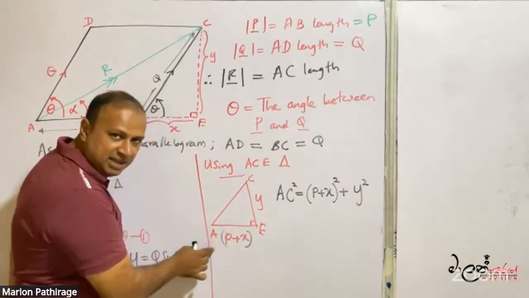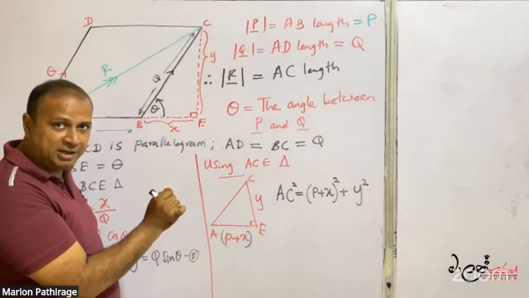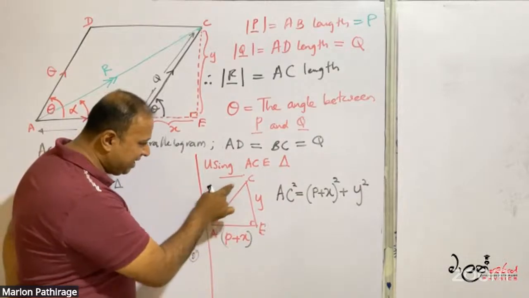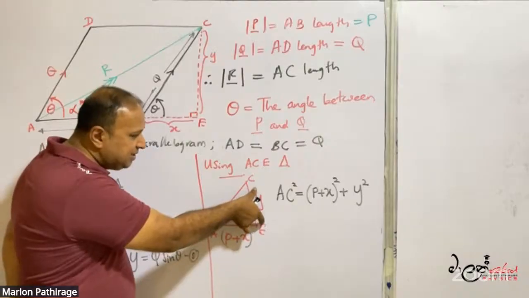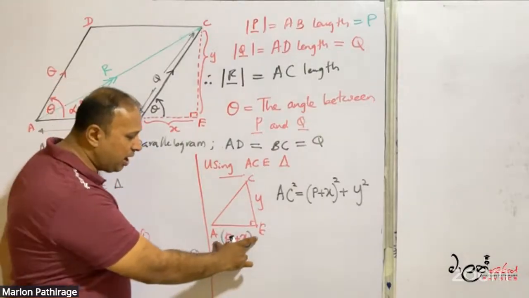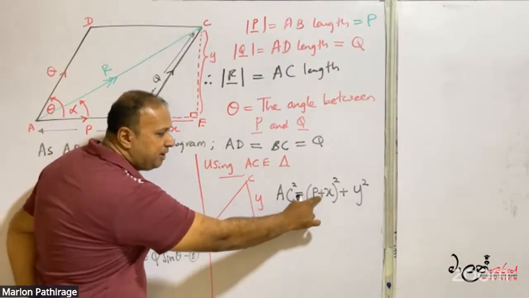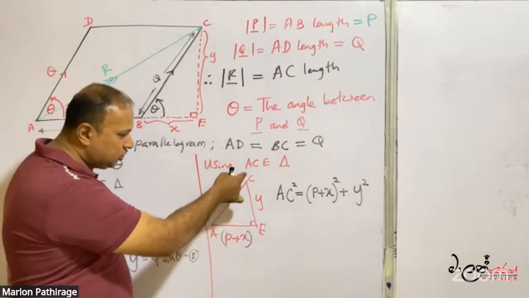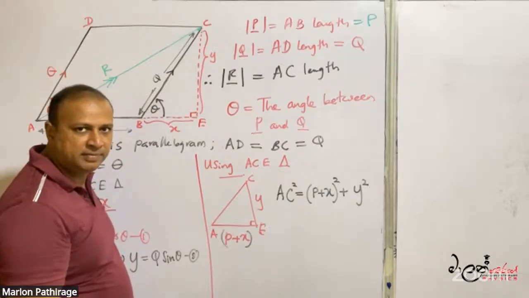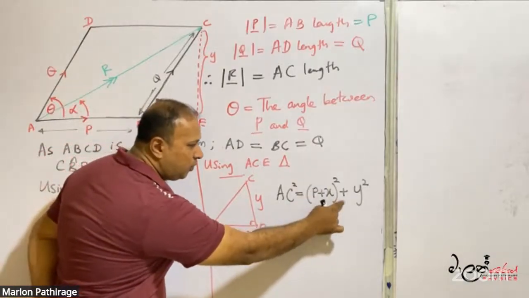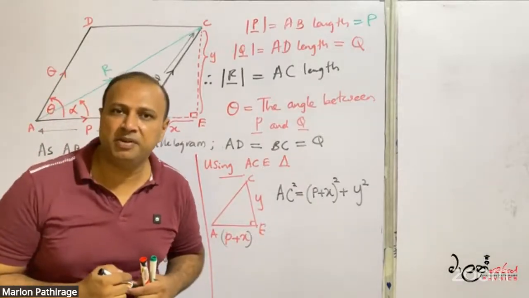This side is P plus X. This side is Y. Therefore, using Pythagoras theorem, AC square should be equal to square of this side plus square of this side. The square of this side means this side length is P plus X, therefore (P plus X) squared. The square of this side means this side length is Y, therefore Y squared. Therefore, (P plus X) squared plus Y squared is equal to AC squared. If you got that one, please raise the hand.